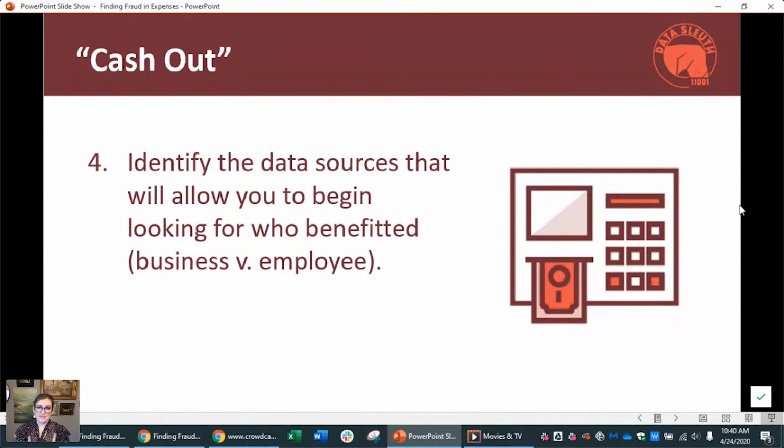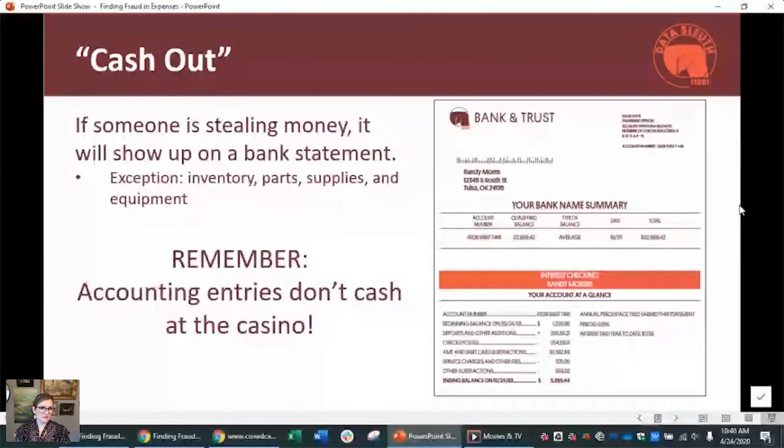What we like to do is approach it and ask and answer the question: who benefited from this transaction? Was this a transaction that benefited the business, or one that benefited the employee? A lot of times that helps us get out of the "this is a good transaction, this is a bad transaction" mindset, and focus on who benefited.